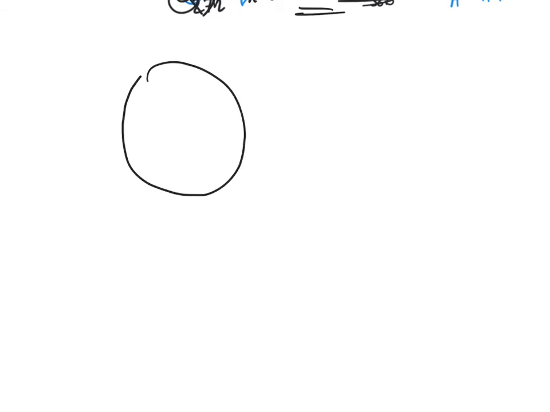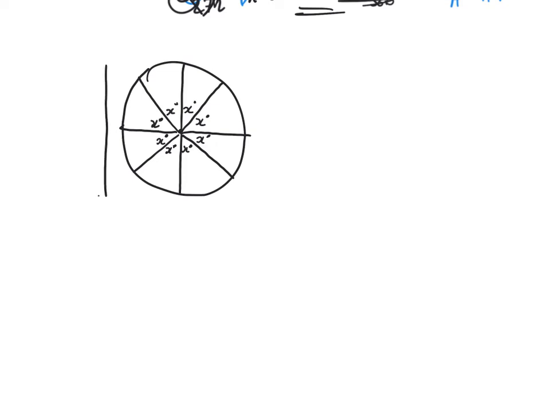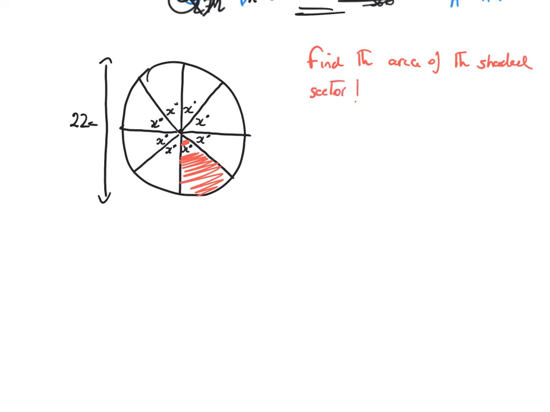Okay, let's try another. This time we've got a circle, and the circle has been sliced into bits as shown. What we're told is that each angle at the centre is x degrees. If each angle is x degrees, that means that each angle must be equal. I'm also told that the diameter of the circle is 22 centimetres. So what I'm going to do here is shade one of these sectors in. The question is to find the area of the shaded sector, the one that's coloured in red.